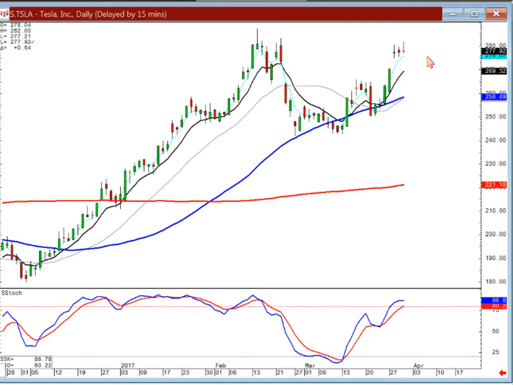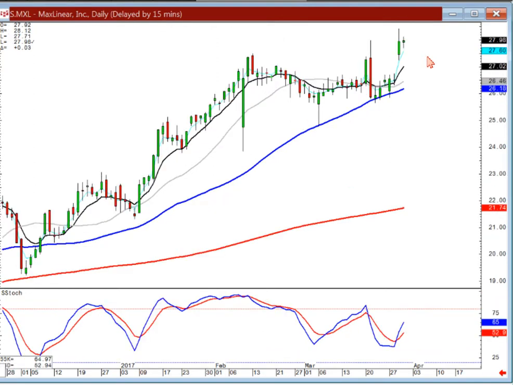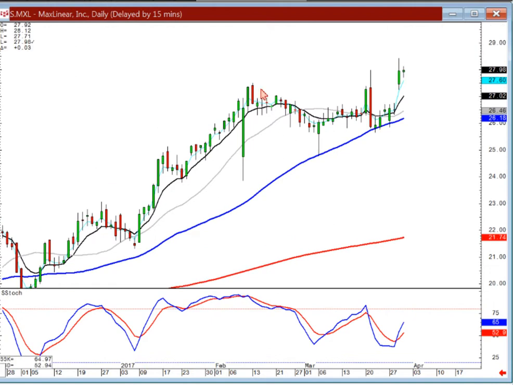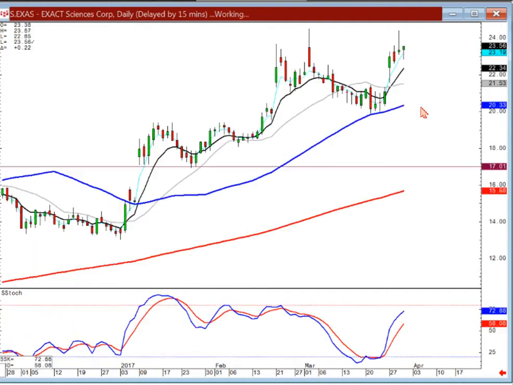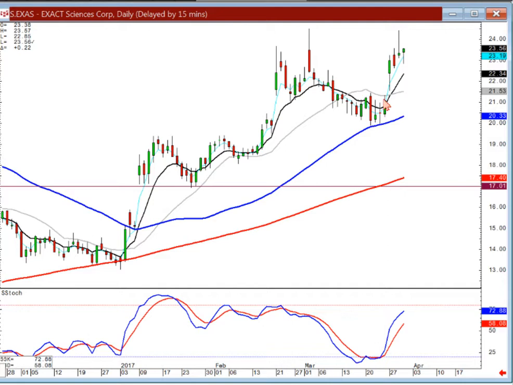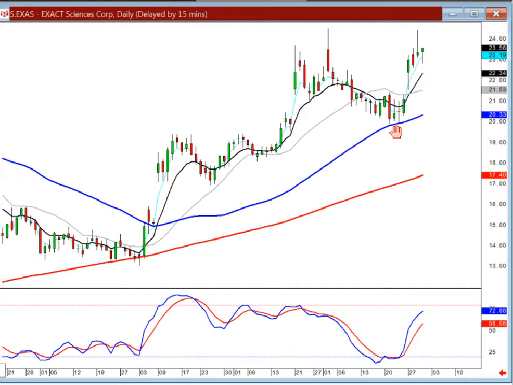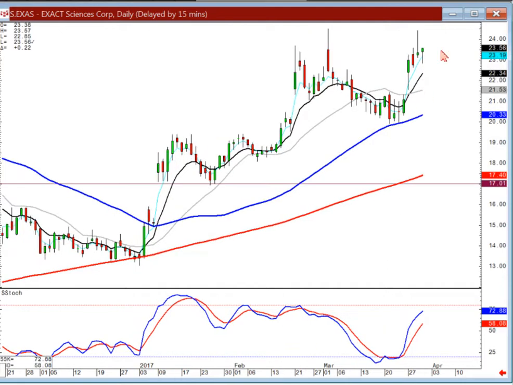All right. Some of the other ones that we are in: Max Linear, fry pan bottom, breakout. Definitely could be buying this one still on positive trading tomorrow. EXAS, this little gap up with a left-right combo, breaking this downward trend channel. Tells you to stay long.